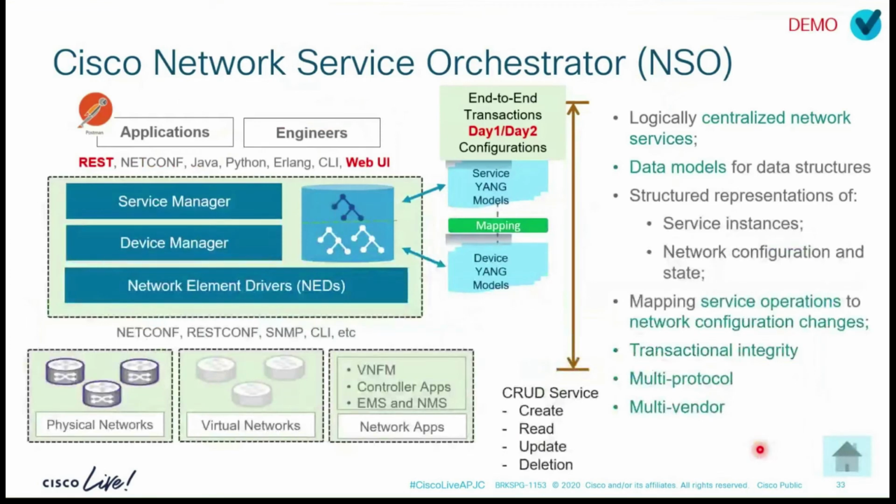What is Cisco NSO? It is a network service orchestrator. It is the automation software that can automate the end-to-end service across multiple network elements, from physical, virtual, or even the network application. Here, it can help with creating, updating, and even deleting services across multi-vendor networks, with the YANG data modeling. Here I will use the REST API to the NSO and also the web UI.